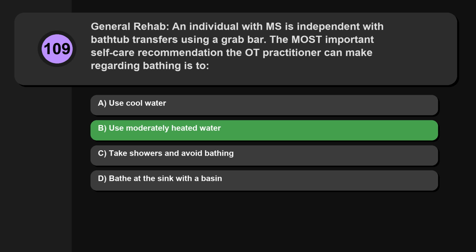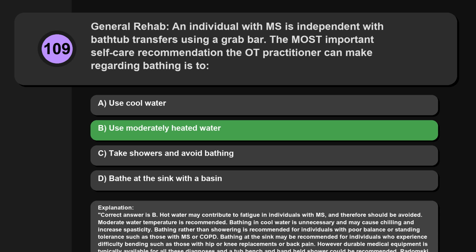Use moderately heated water. Correct answer is B. Hot water may contribute to fatigue in individuals with MS, and therefore should be avoided. Moderate water temperature is recommended. Bathing in cool water is unnecessary and may cause chilling and increase spasticity. Bathing rather than showering is recommended for individuals with poor balance or standing tolerance such as those with MS or COPD.